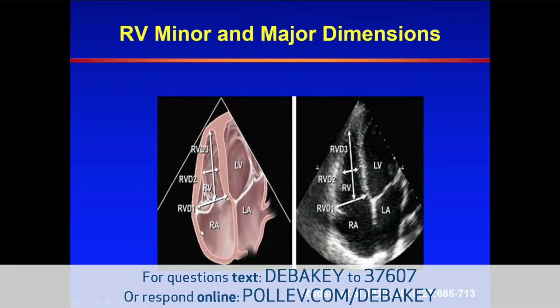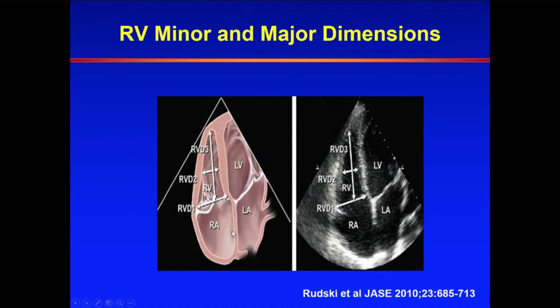Similarly, in that view, you can look at the right atrium and you can measure its minor dimension from the lateral wall to the interatrial septum. It is typically measured midway in the right atrium, so halfway between the apex and the tricuspid annular plane. The normal value is about 44 millimeters.